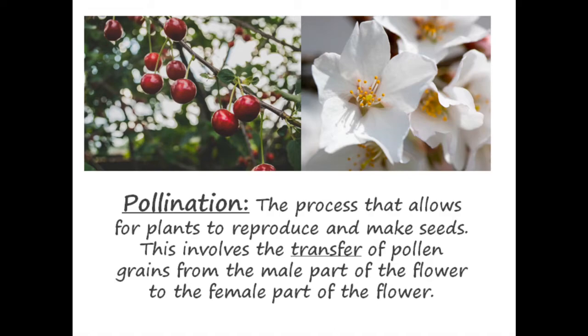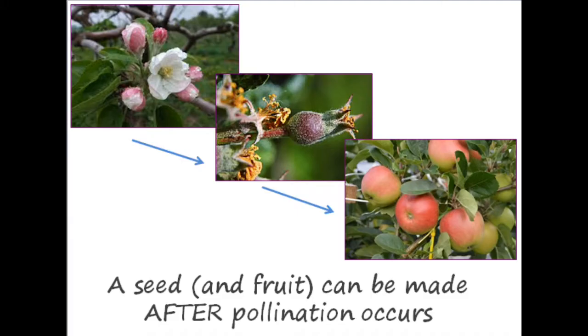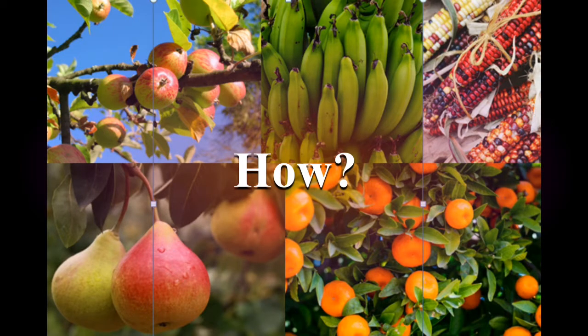This process involves the transfer of pollen grains from one part of a flower to another part. Pollen has to move from the anther to the stigma of a flower, and then a seed can be made. Only after the transfer of pollen grains can a flower make a seed and then make a fruit. But how does this happen? How does that pollen get moved?